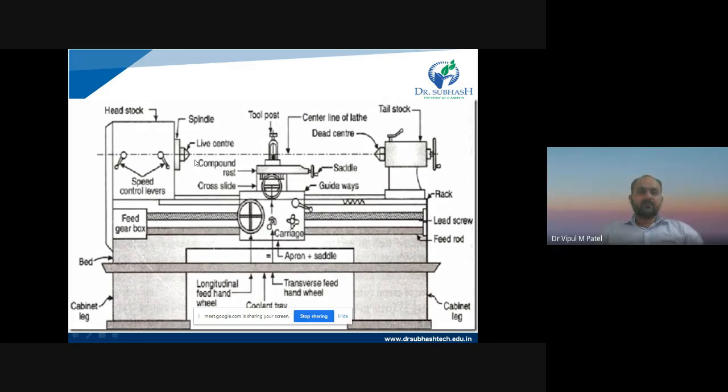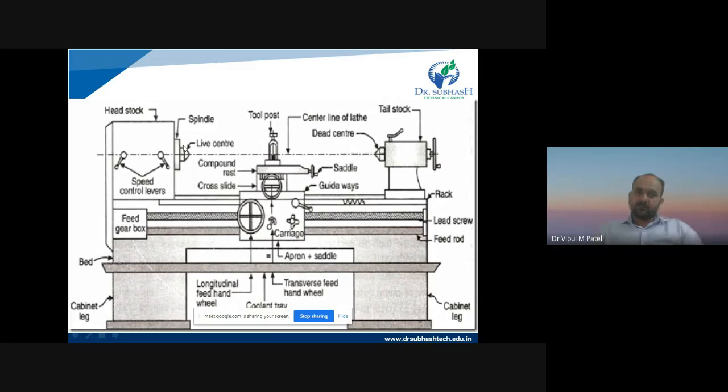Live center means with the use of this, we can easily hold the workpiece, and we can rotate the workpiece also. And this one is a dead center. Why? Because it is only to give support to the workpiece. We can't rotate the workpiece with the use of this dead center on the tailstock, right? That's why it is called a dead center, and this is known as a live center. So in between the centers, we can easily accommodate the workpiece to operate, right? This is known as a tailstock. This assembly is known as a tailstock.